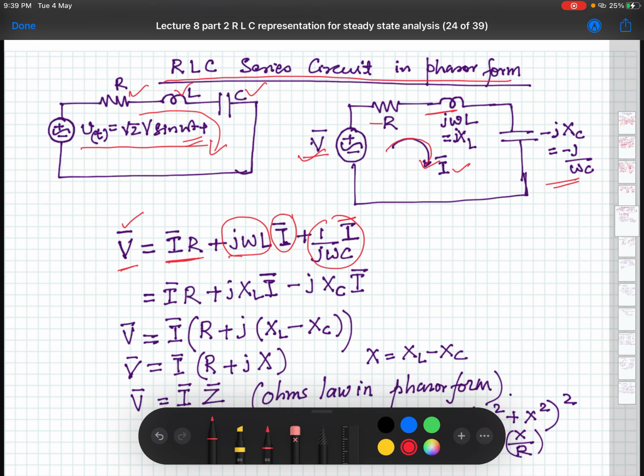So it is like I am writing a simple Ohm's law equation having 3 resistances in series. Of course, these resistances are not all real but imaginary values. Except for that, it is exactly the same way which 3 resistances would have given me the equations. Okay, so only difference is all this becomes phasors.